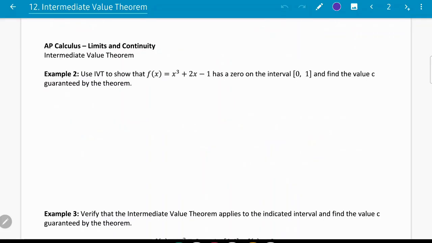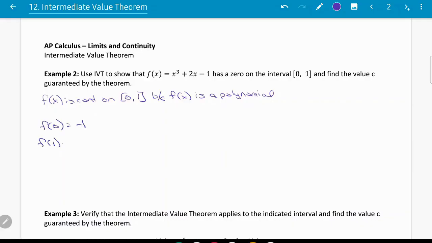So, example 2 is asking to show that f of x has a 0 on the interval 0 to 1. So we know that f of x is continuous on 0 to 1 because f of x is a polynomial. So now f of 0 we can see is negative 1. F of 1 is going to be 1 plus 2 minus 1, so that becomes positive 2.